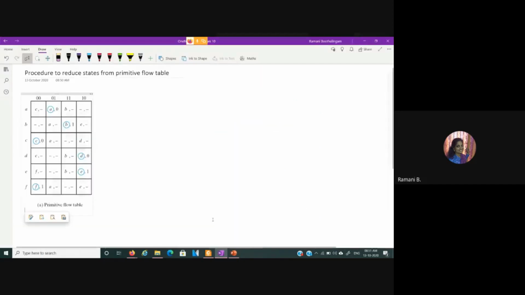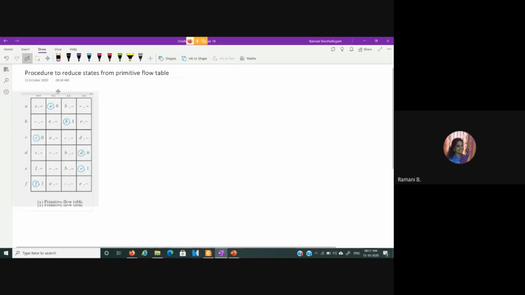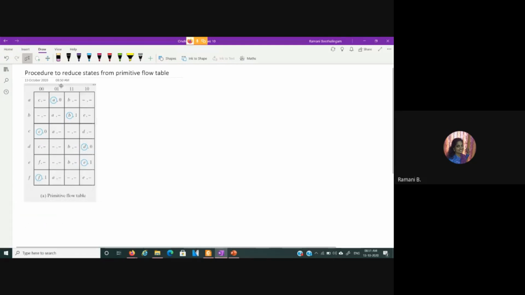So you are given the primitive flow table like this. Now you are to find the compatible pairs. So the first step is to find compatible pairs using the implication table.